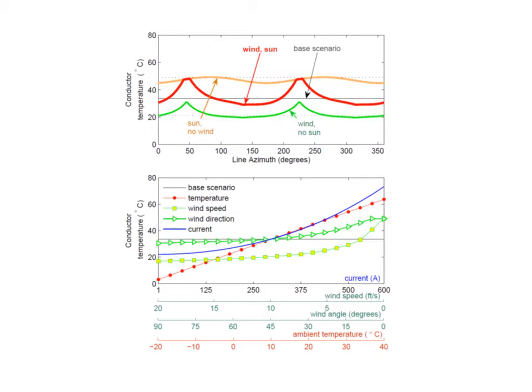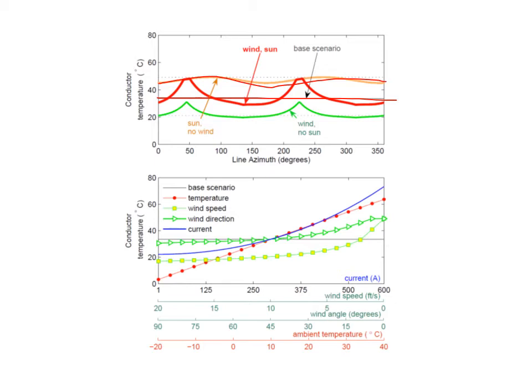So this shows the influence of temperature and wind speed on the temperature of a conductor, which we've said is linearly related to resistance in the conductor of an AC transmission line. So at baseline, which is this black horizontal line that goes across here, you see the conductor temperature is 35 degrees or something like that.